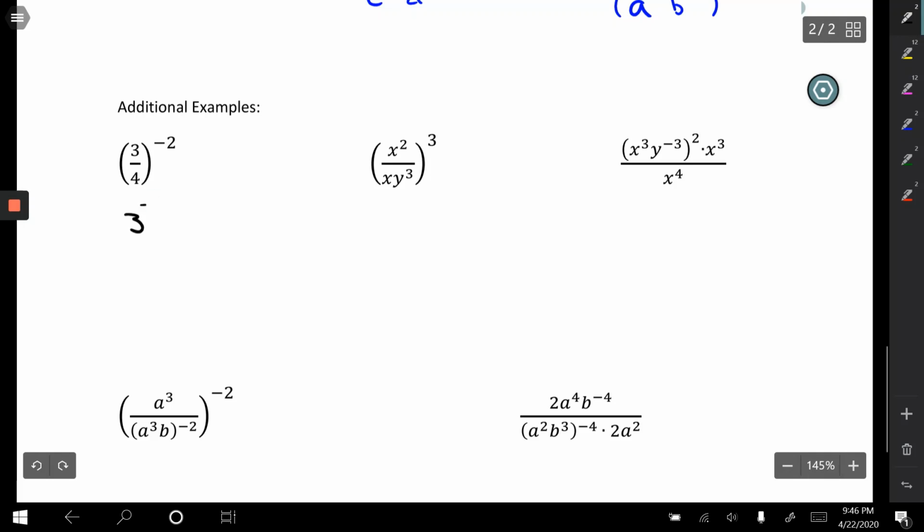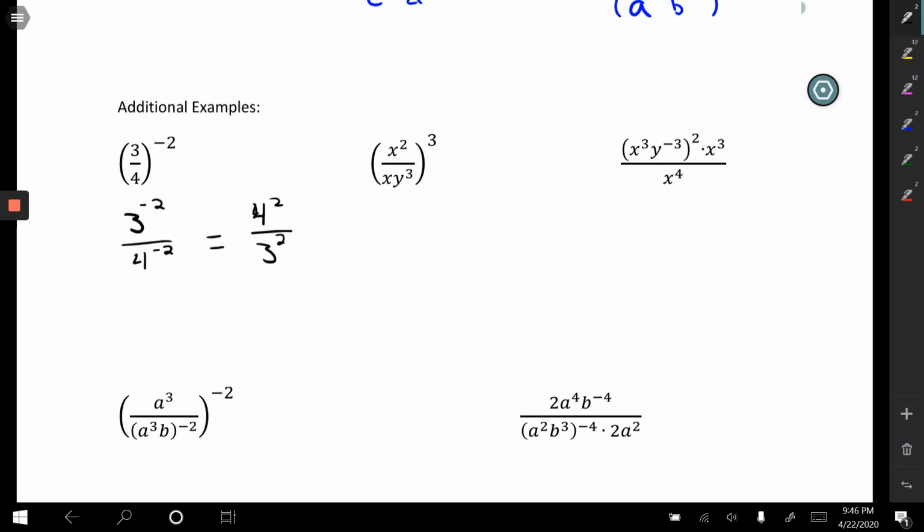So I've got 3 to the negative 2 now, and 4 to the negative 2. Of course, a negative exponent means that they are on the wrong side of the fraction line, so that 4 squared needs to come up, and the 3 squared needs to move down. So our final answer is 4 squared over 3 squared. Okay. So it's kind of like taking our negative exponent rules and our quotient rule and putting them together into one. The process is still exactly the same. Just keep chugging through it.